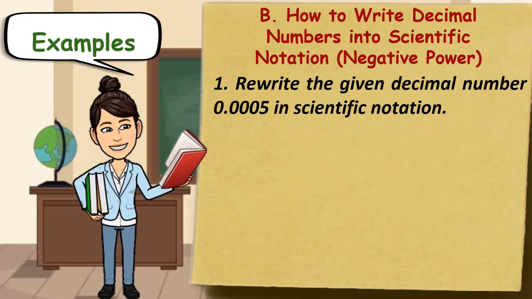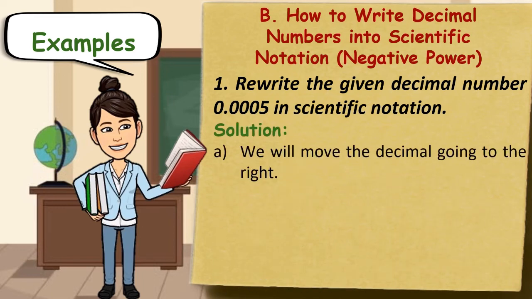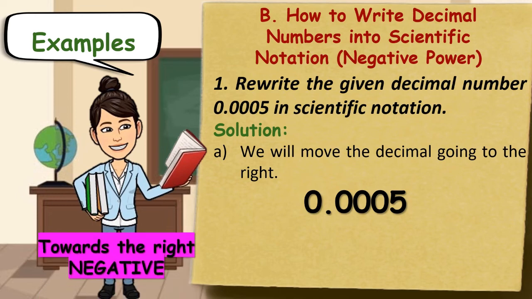Example 1, rewrite the given decimal number 0.0005 in scientific notation. Here's the solution. First, we will move the decimal going to the right. The rule a while ago states that when the decimal is moved towards the right, the count for the exponent of base 10 should be negative.